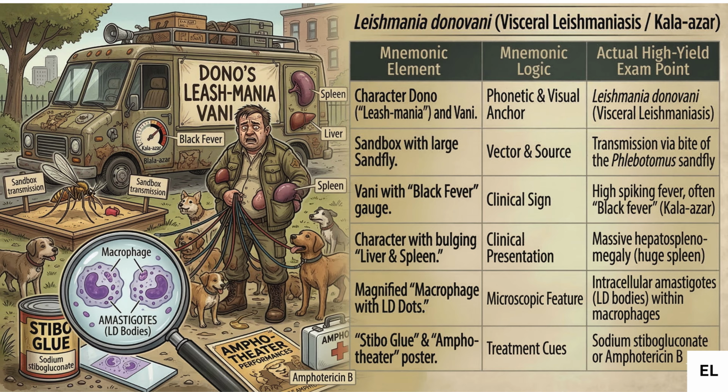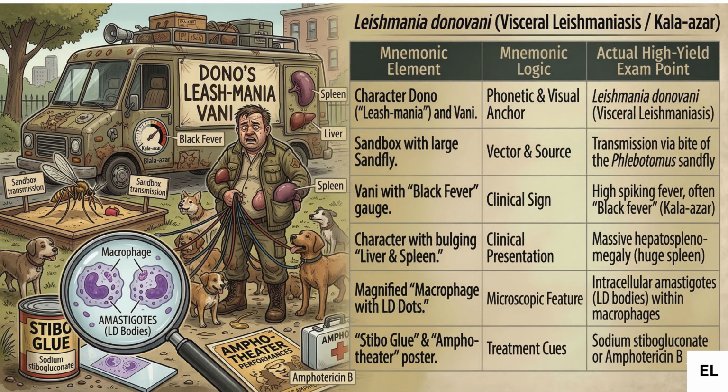Let's begin. Imagine standing in a street where a strange van is parked. On the van, you can read the name, Dono's Leishmania van. This is your first clue. The word Dono represents Donovani, and Leishmania sounds like Leishmania. So this van directly points to Leishmania Donovani.